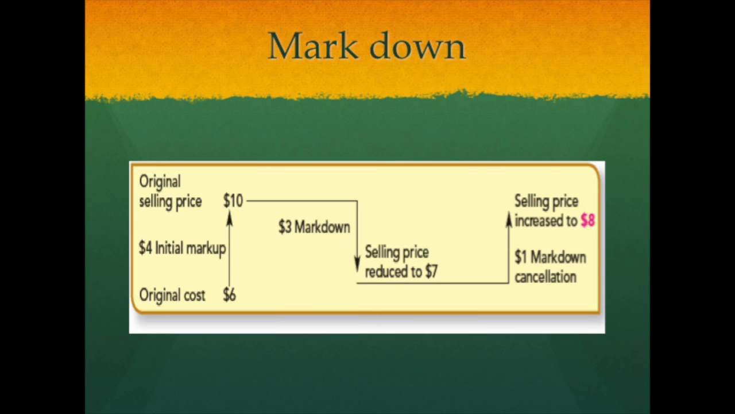Here you have the same thing. You have your original cost of $6. You say, I'm going to sell that for $10. That's a $4 initial markup. Then you say, I'm not going to get $10 for it, so I'm going to mark it down $3. Now your selling price is reduced to $7. Then you say, I'm not going to make enough money, so you make it $8, so you have a $1 markdown cancellation. And that is an example of markdowns.